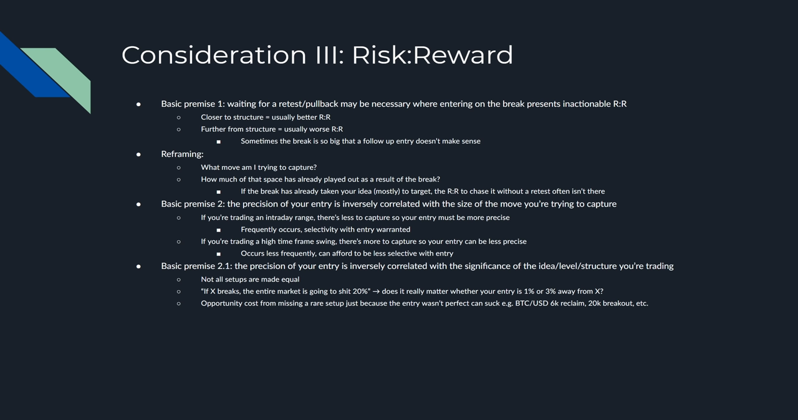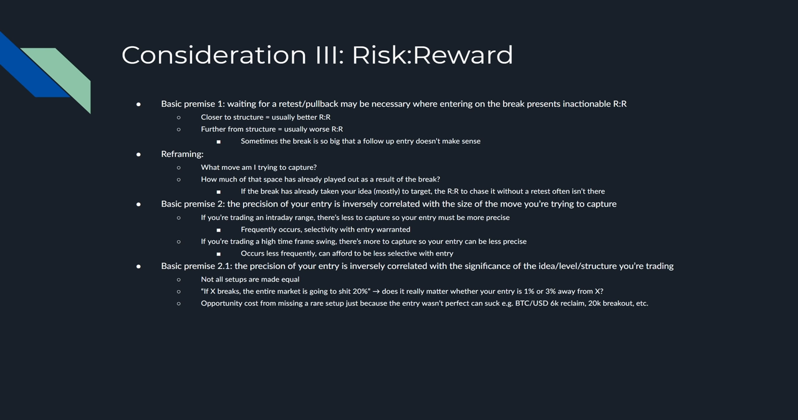In those cases, does it really matter whether your entry is 1% or 3% away from X? So a good example is the Bitcoin all-time high, right? The 20K breakout, the 2017 one. If your idea is that the Bitcoin all-time high breakout is just going to absolutely send this market with no resistance in sight, does it ultimately matter whether your entry is at 20,800, 20,200, 21,100? I mean, ultimately it doesn't, right? Those deviations or marginal differences are just that, marginal differences. If you're swinging for 30, 40K, it doesn't really matter whether your entry is 20.1 or 20.2, right?